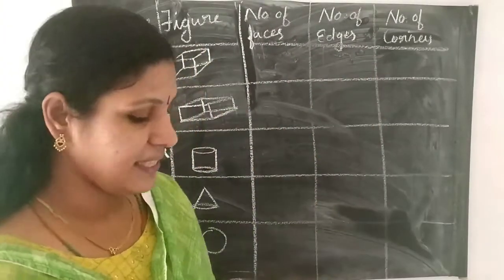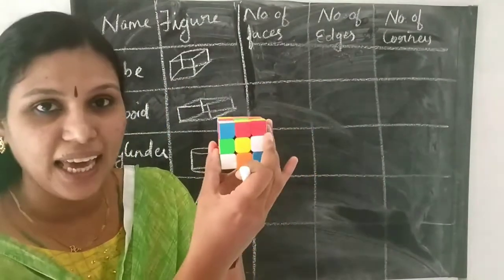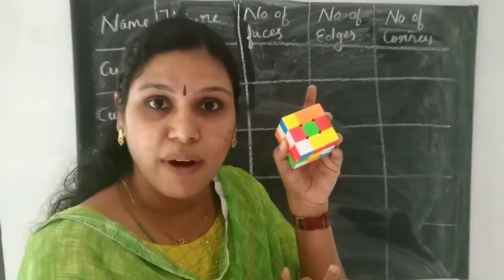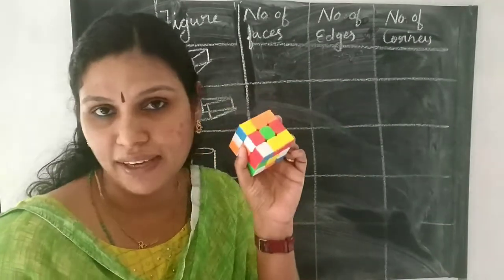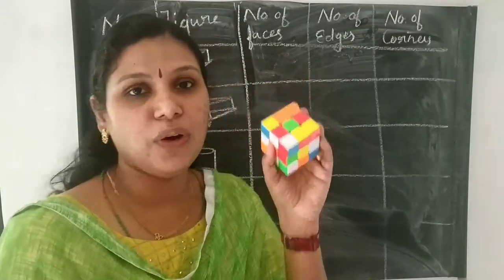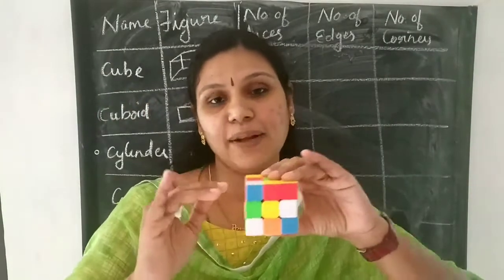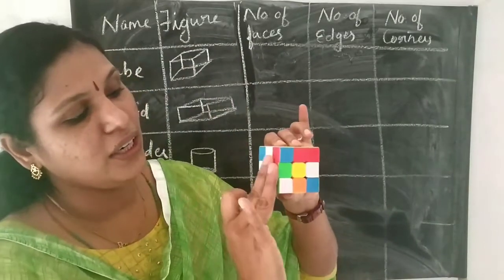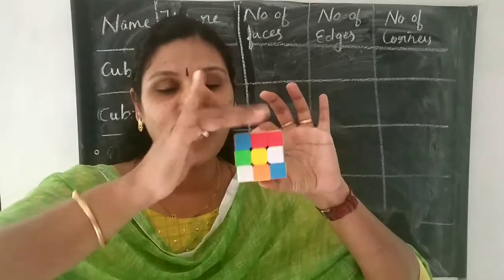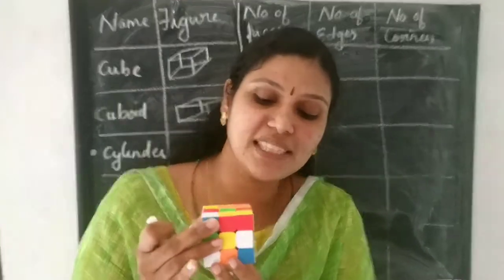See, this looks like a cube. This is a cube because its faces are square in shape. So that's why it's a cube. We have to find first the number of faces. See this. This is 1, 2, 3, 4, then 5, 6. How many faces are here?